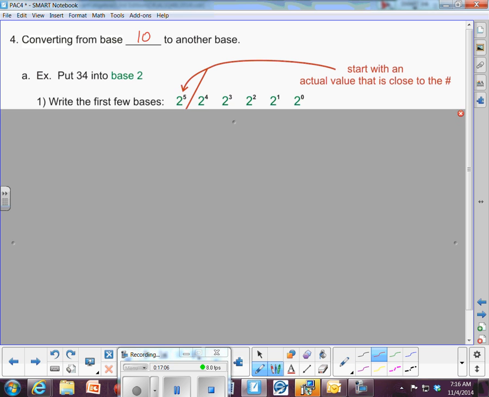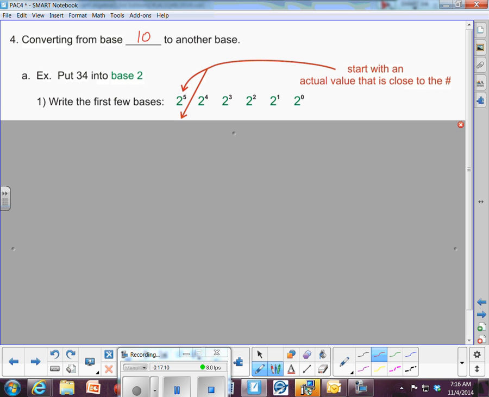So first thing, put 34 into base 2. Okay. Well, we have to figure out the multipliers. So again, please understand the first one is always to the 0 power. And you got a second and a third and a fourth, etc. Well, how do you know how many to do? Well, you're going to figure out a value close to this number.